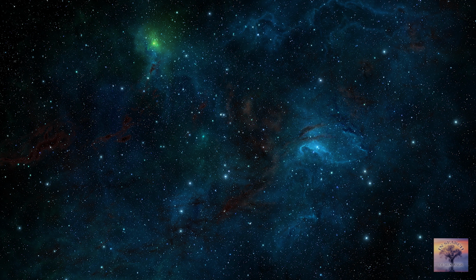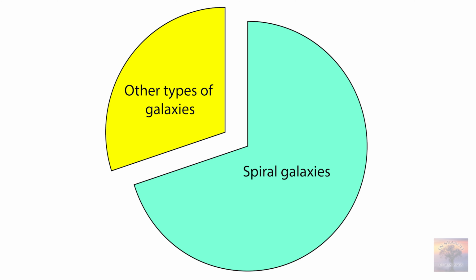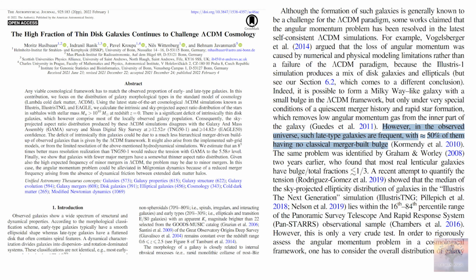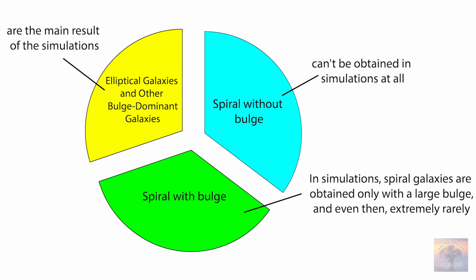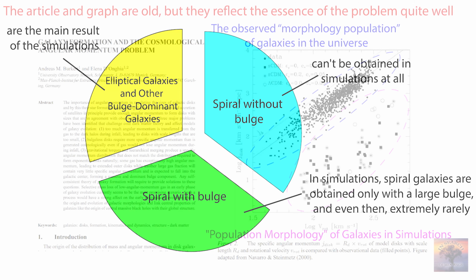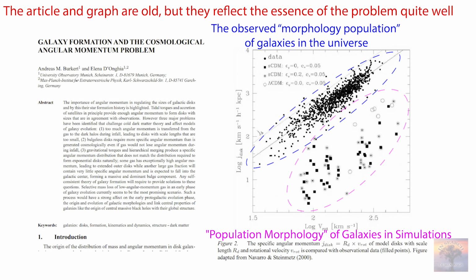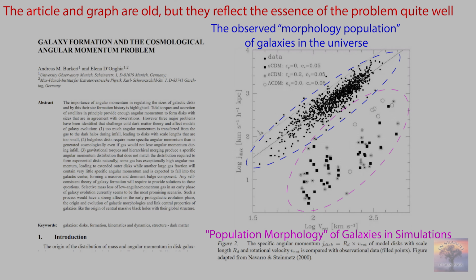And to illustrate the depth of the problem, I will give some approximate figures. In the observable universe, about 70% of galaxies are spiral galaxies, which are also called late-type galaxies. And among these spiral galaxies, about half do not have a bulge. And it turns out that within the framework of the hierarchical model, at least 30% of galaxies of the universe are completely impossible. Another 30% of galaxies, which are thin disk spiral galaxies with bulge, are extremely difficult to obtain in simulations. And in total, it turns out that most of the galaxies of the universe are not reproduced by simulations.